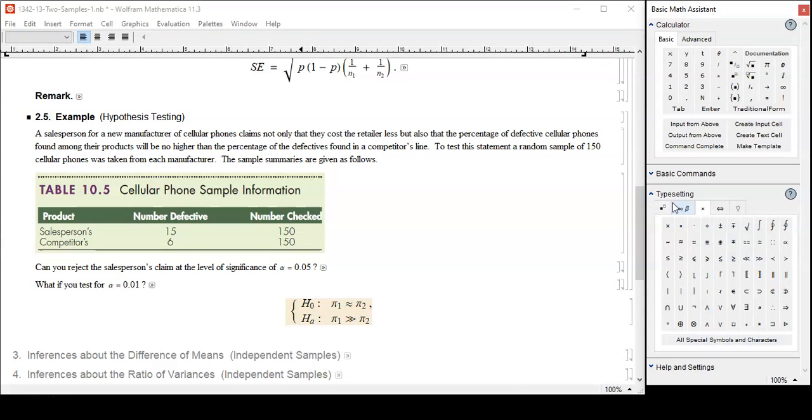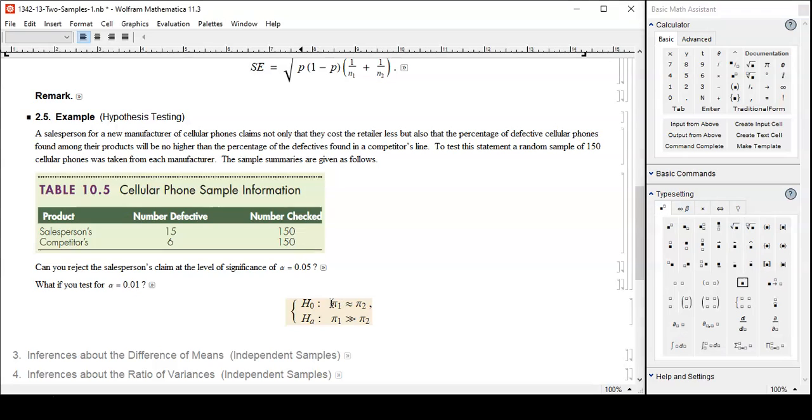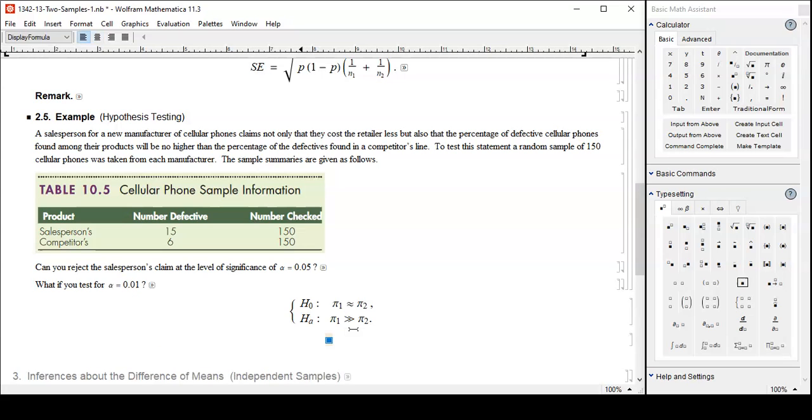So let's write it like this: pi 1 is significantly greater than pi 2. Okay, all right. And then let's go ahead with some sample statistics.